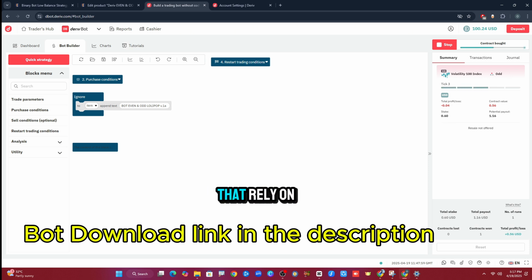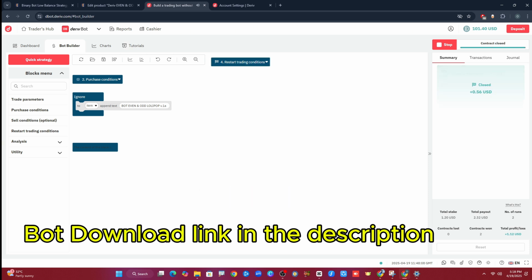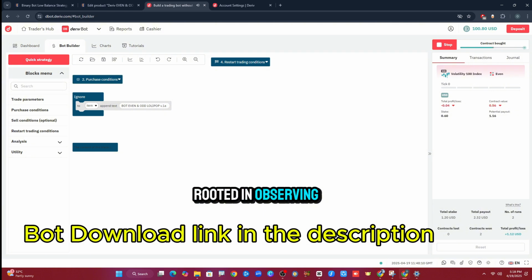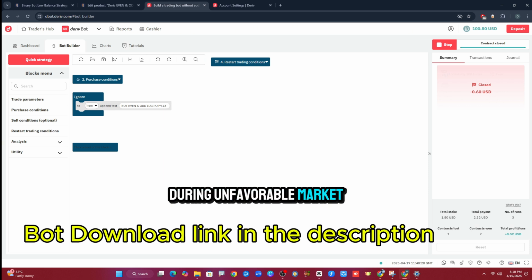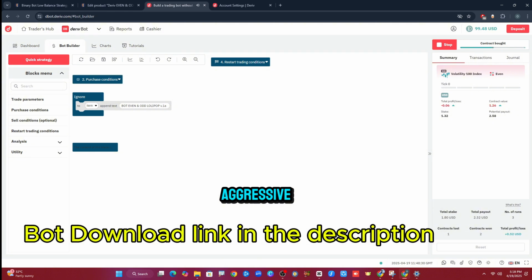Unlike many bots that rely on complicated indicators and unpredictable market signals, the EVEN ODD Lollipop bot focuses on tick analysis and digit prediction. Its logic is rooted in observing recent market ticks and selecting entry points where the probability of winning is higher based on pattern detection. Additionally, the bot is capable of adjusting its stake dynamically based on the result of previous trades. This allows it to adapt and recover more efficiently during unfavorable market conditions without being overly aggressive.